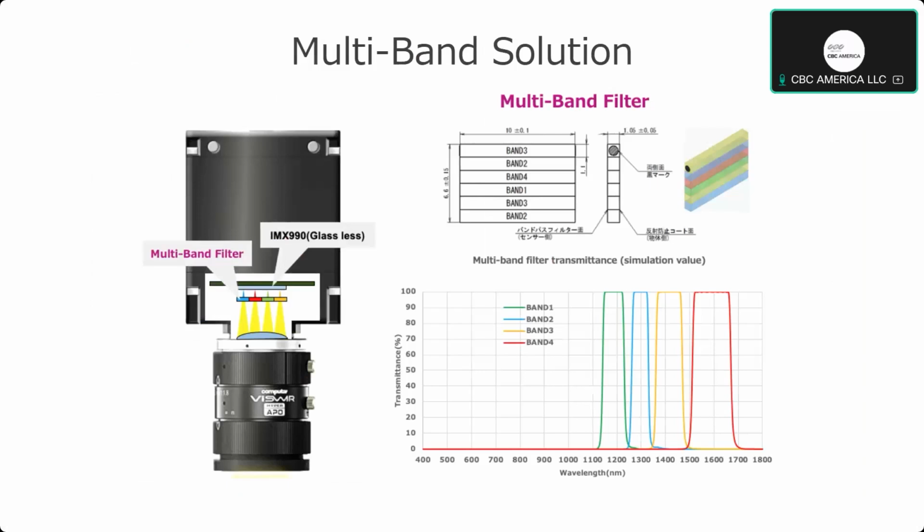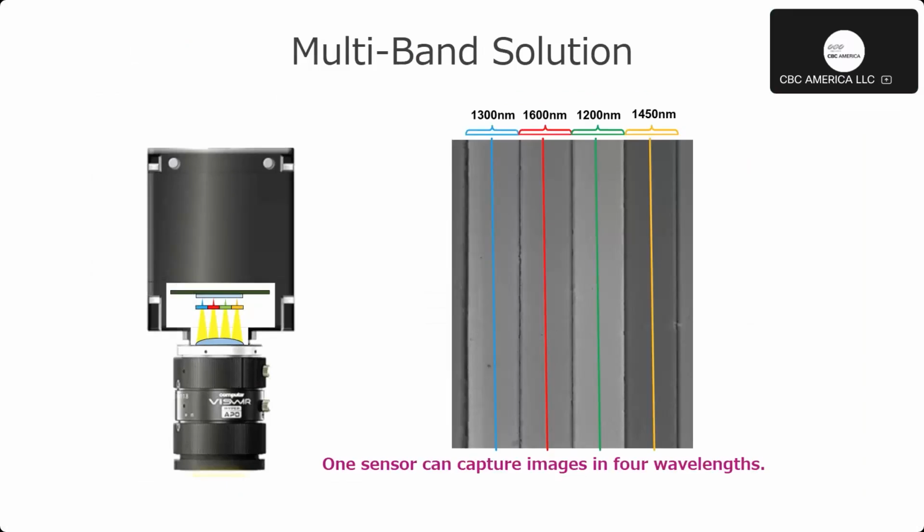In this case, we now have a multi-wavelength spectral filter with wavelengths of 1200 nanometers, 1300 nanometers, 1450, and 1600. This only allows specific wavelengths to be imaged on each area of the sensor. Now, the IMX 990 is an area sensor, so by attaching the filter that I just mentioned, you'll obtain an image like the one shown on the right.